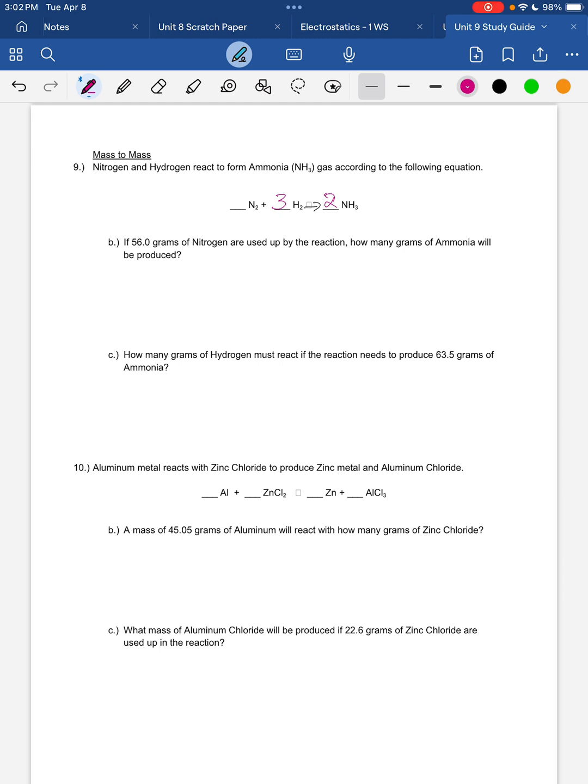Okay. Our problem: if 56.0 grams of nitrogen are used up by the reaction, how many grams of ammonia will be produced? 56 grams of nitrogen is what's given. Grams of ammonia is what we're trying to find here. So we're going to start with 56.0 grams of nitrogen. Again, we cannot go from grams of nitrogen to moles of ammonia. We need to get this grams into moles.